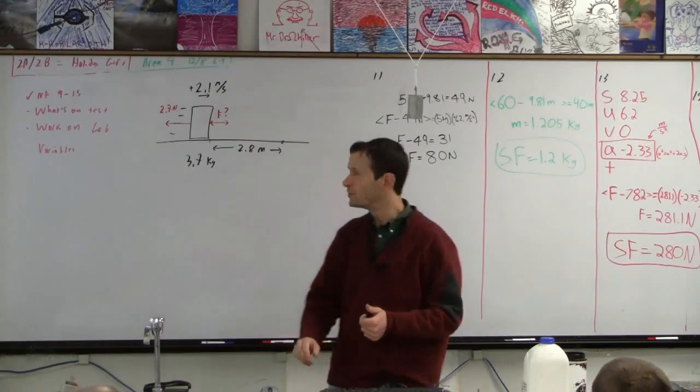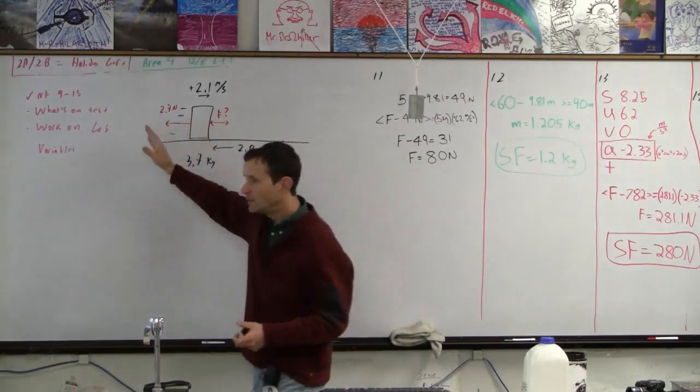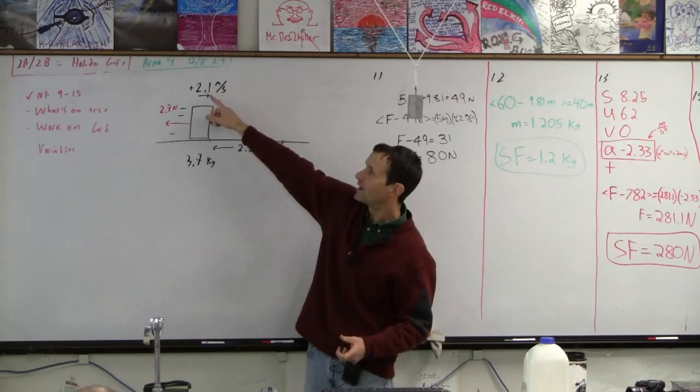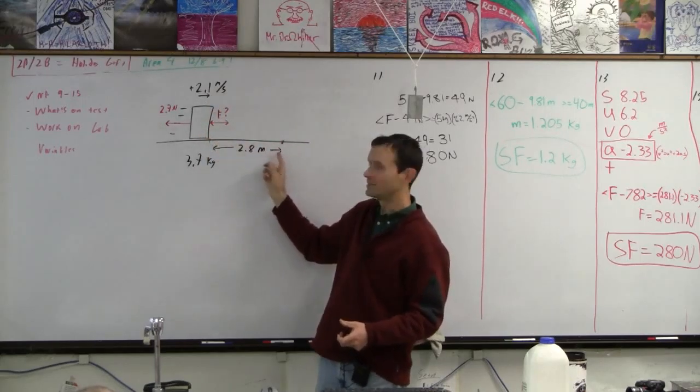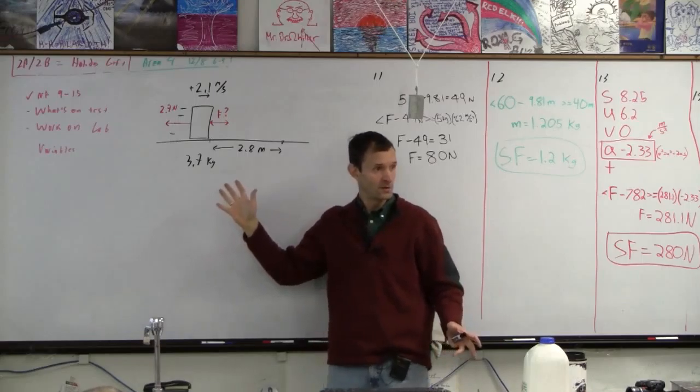So this is the quandary. We've got this stool, and the stool is sliding to the right. I overtly made it positive 2.1 meters per second, and it slides positive 2.8 meters, and that's because direction is really important for this, right?